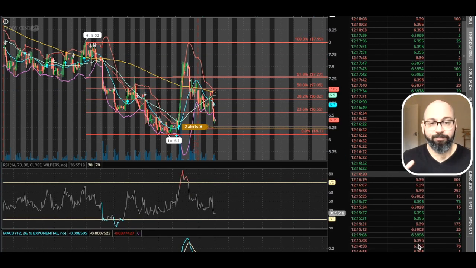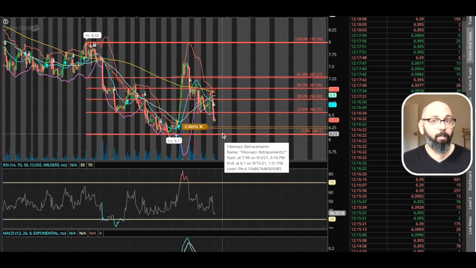So that's how I would trade the stock. I'm going to now keep an eye on this price. If it gets down to 610, I might open a position. If it doesn't, maybe I'll catch it on the upside.